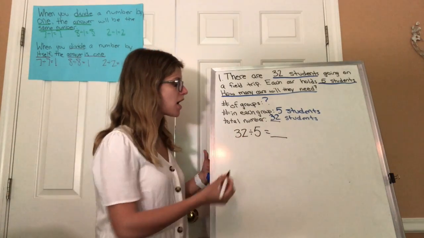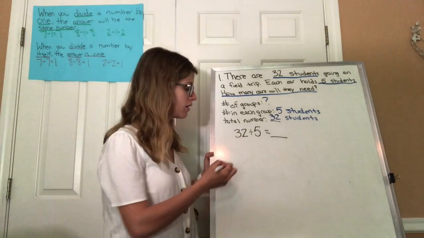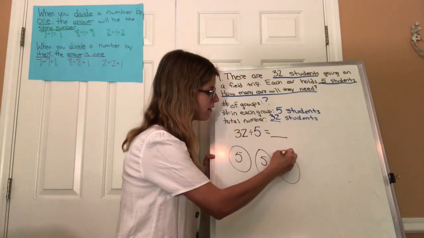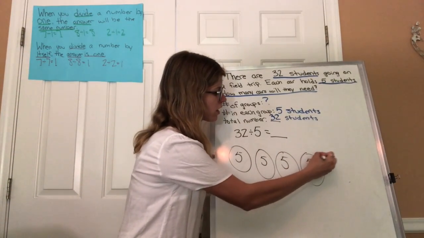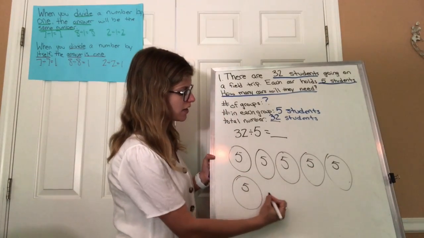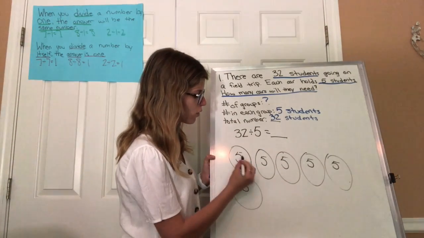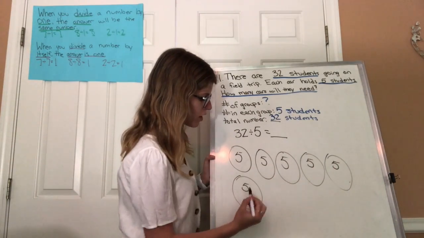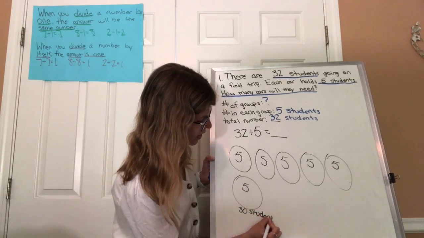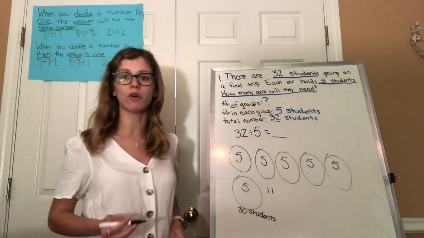So I know there's not 5 groups, but what I can figure out is how many groups of 5 I can make. So if I was to make one group of 5, I'd do 5, then 10, 15, 20, 25, 30, and then if I did another group of 5, that would be 35. So I have 5, 10, 15, 20, 25, 30. So far I used 30 students, equally put into cars, and then I have 2 students left over.